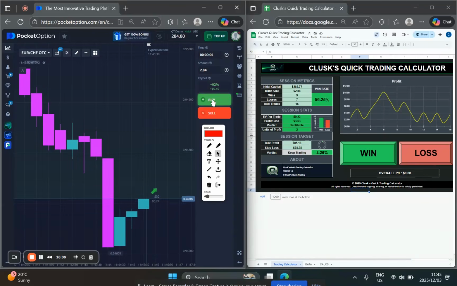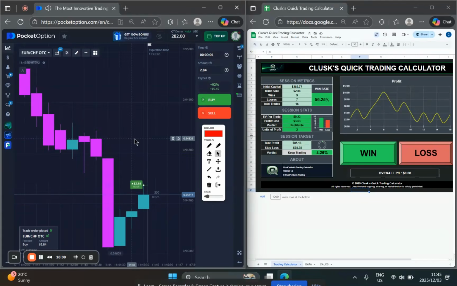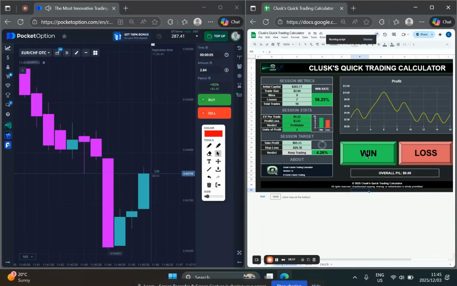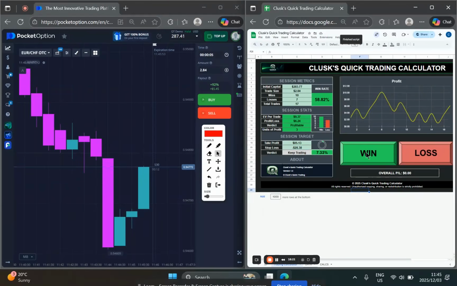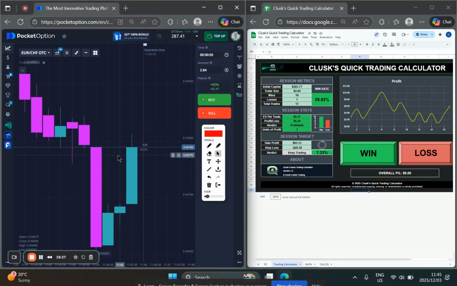So here's an opportunity to buy. I would never buy there just because it's peaked up so high. But obviously, we're following the strategy and we won that. So we've got 3 trades left, currently up $6.24, so pretty significant actually. And let's see out of these next 3 trades if we can get some profit, and then we'll obviously analyze.